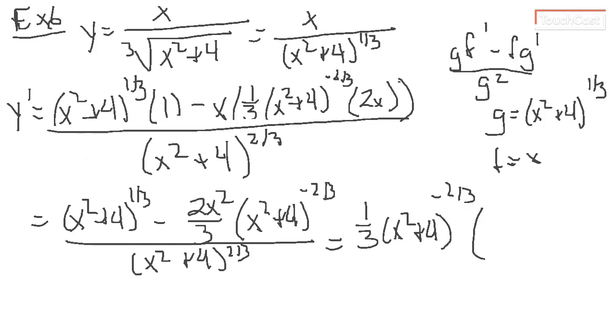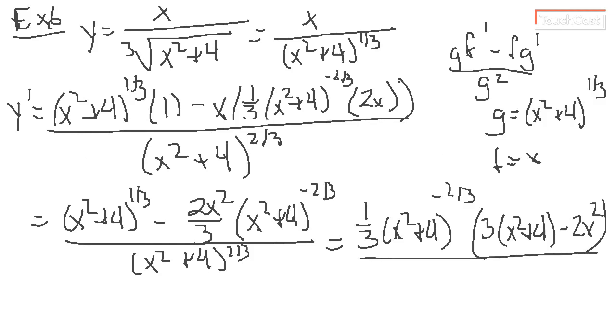So I'm going to have 3 times x squared plus 4 minus 2x squared, and then put all of that over x squared plus 4 to the 2/3. Now, I've run out of room on this screen, so I'm just going to make another screen, and I'm going to copy down what I just wrote.